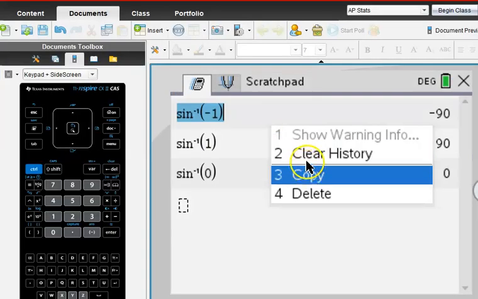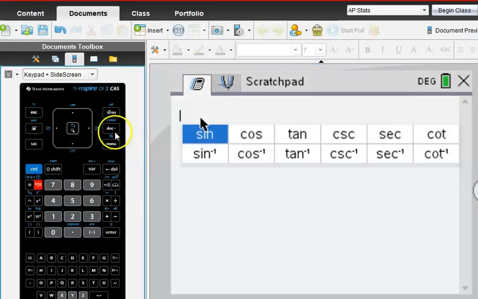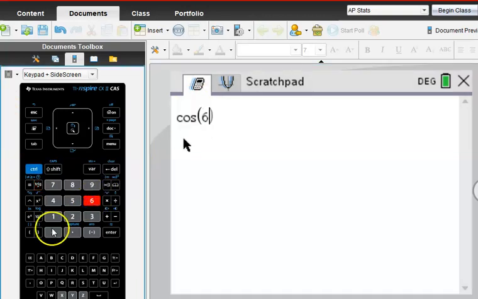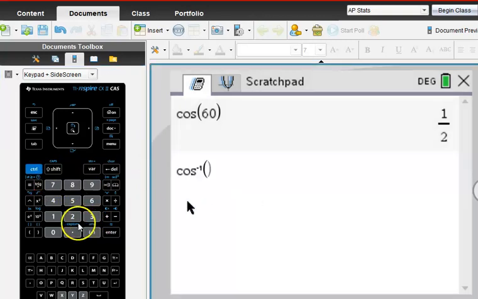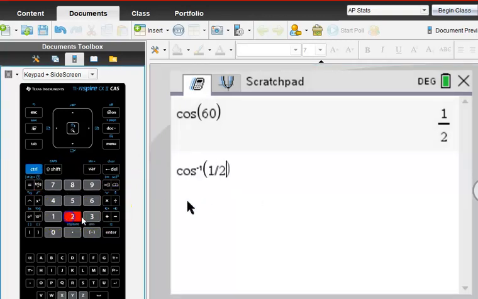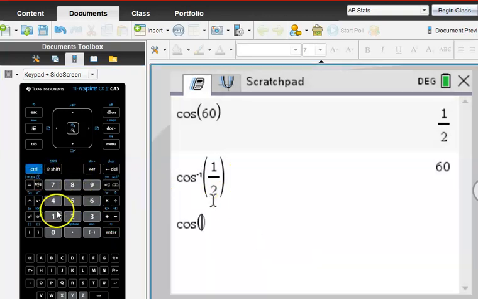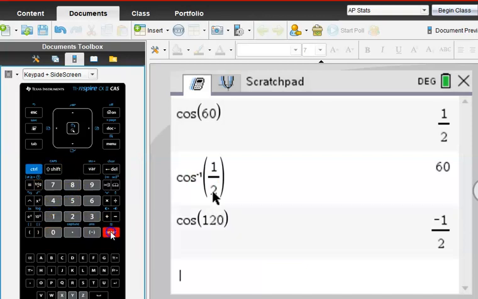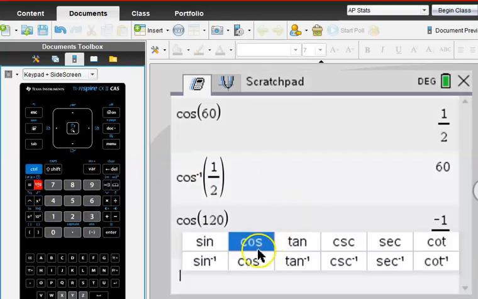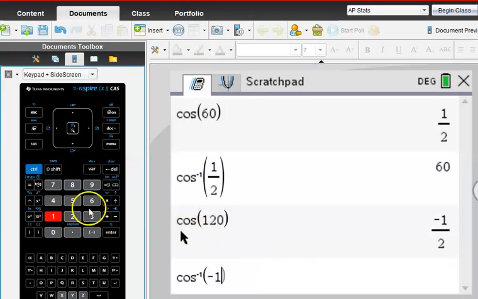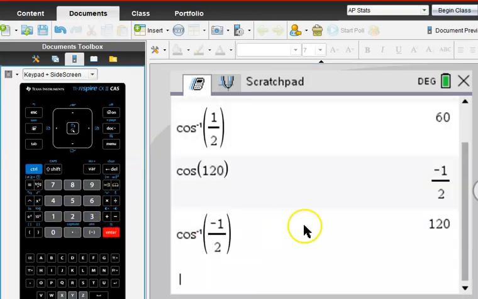So let me get my sine ones off of here. Cosine of 60, we'll just double check this. Cosine of 60 is 1/2. Inverse cosine of 1/2, 60. Okay, so we're good so far. Cosine of 120 equals negative 1/2. Inverse cosine of negative 1/2 equals 120. Okay, so 60 and 120, both in that 0 to 180 section.